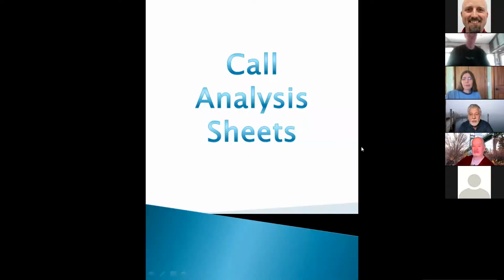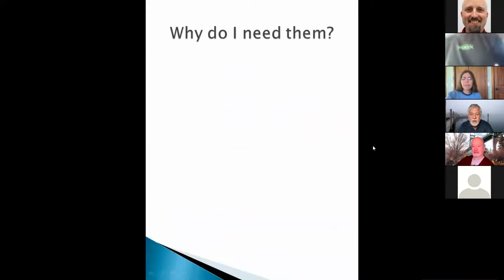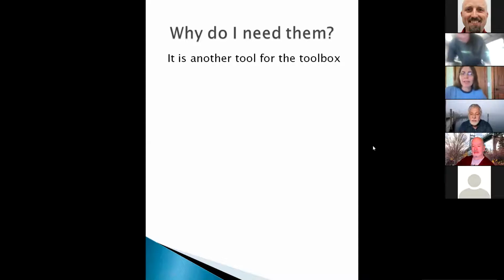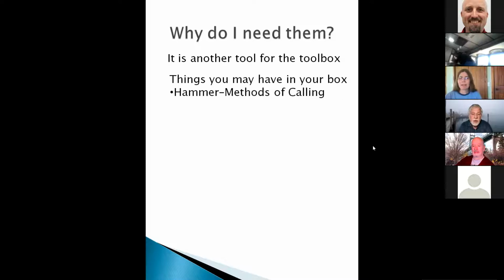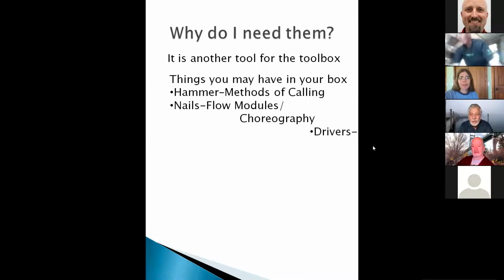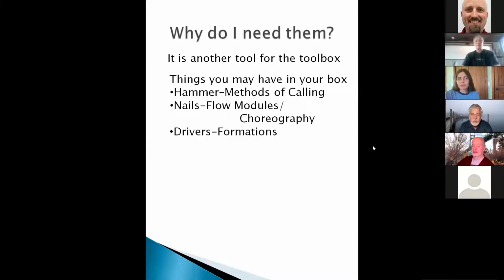So here we are with our call analysis sheet. Why do you need to do a call analysis sheet? Well, we've been talking all along about all these tools that you have in your toolbox. Some of the things you might have in your toolbox might be a hammer, which I just put down as your methods of calling. You've got nails, which are flow modules and your choreography. You might have nut drivers, screwdrivers, torque drivers. Those are all your formations, hints, stars, lines, etc.